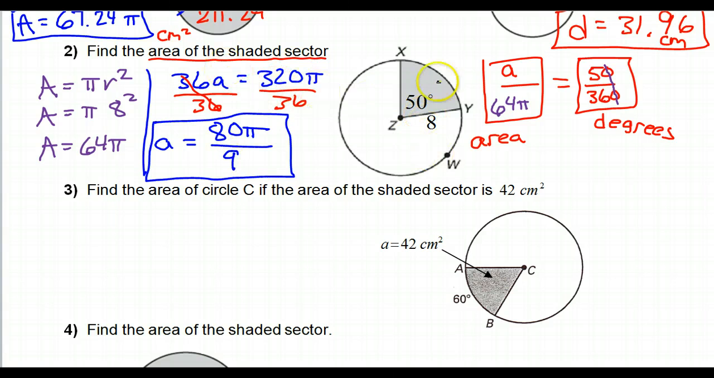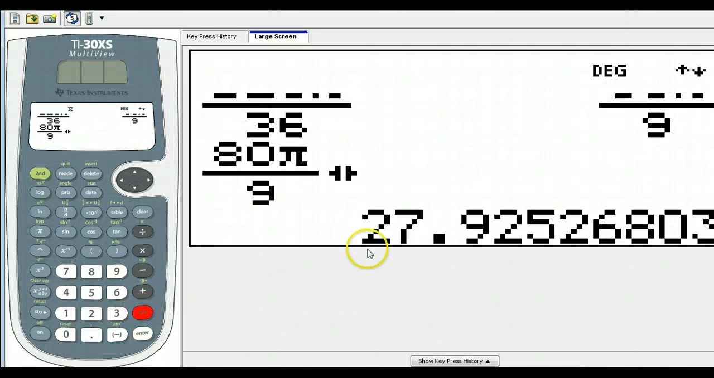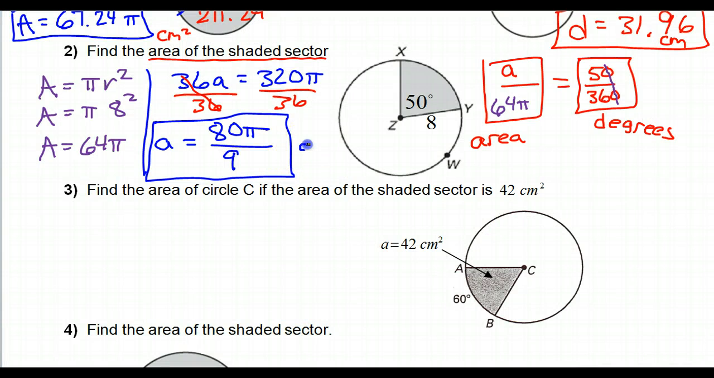And I neglected to give you any units, so I can't really show you that that would be something squared. I'll do better next time. Anyway, obviously if I want a decimal, I can just hit the toggle button. That's 27.93. Alright, so that's number 2.